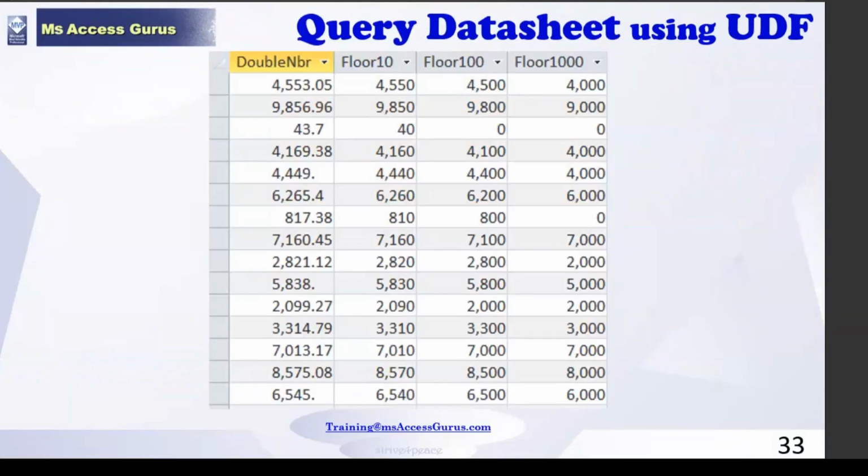And so you can see what it does with the first line, 4,553. If it goes down by tens, it's 4,550. If it goes down by hundreds, it's 4,500, or by thousands, it's 4,000.